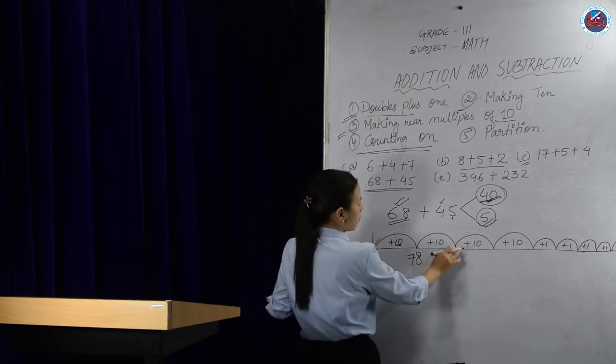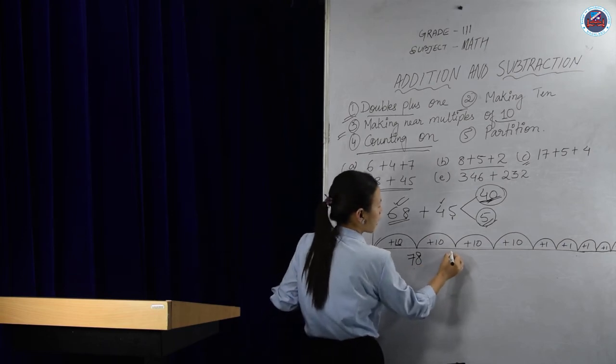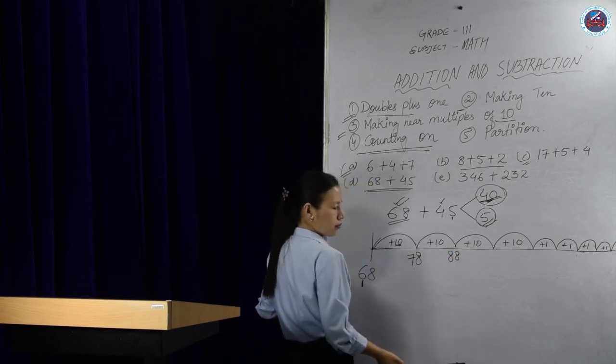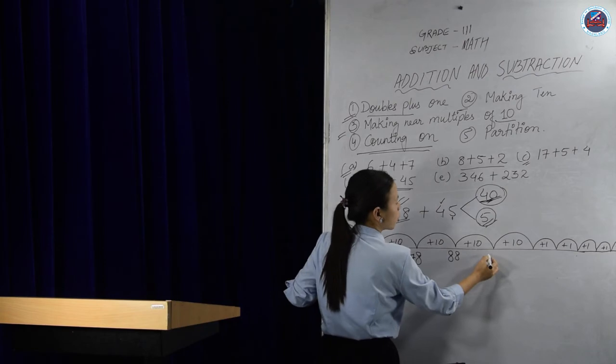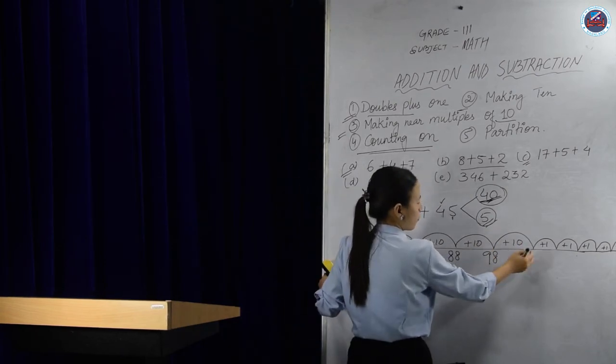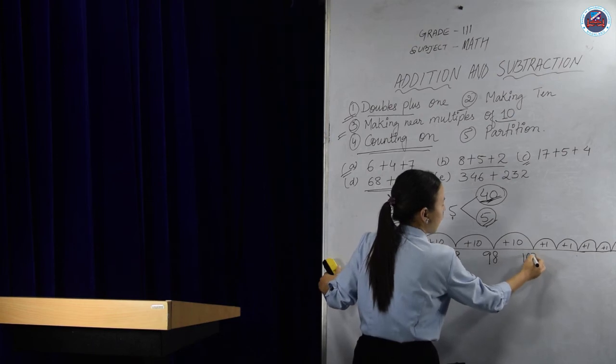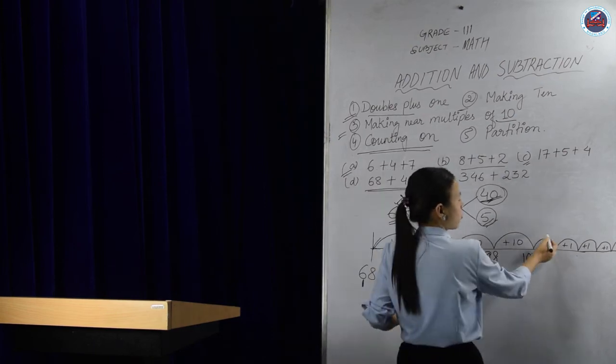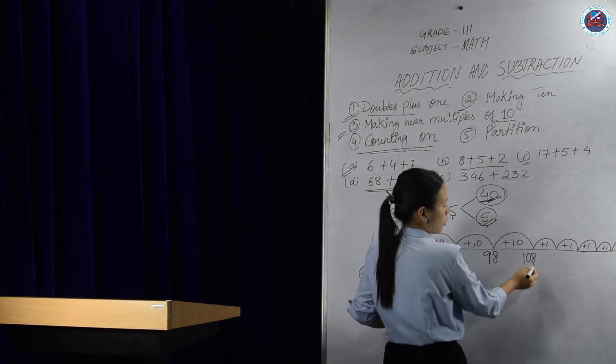So another 10 more to this 78 will be 88. And another 10 more, you will get 98. And another 10 more, if you add, you get 108. Now we will count in ones, that is, the ones will change.